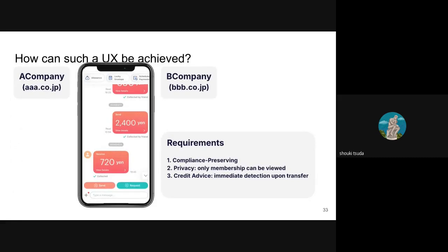Okay, and how can such a UX be achieved? This is the most established UI for C2C payments. We want to achieve this user-friendly UX on public chain. To enable commercial settlement on public chains, we need to meet these three requirements. First, compliance preserving. The second, privacy: only members can view. And number three, credit advice: immediate detection upon transfer.